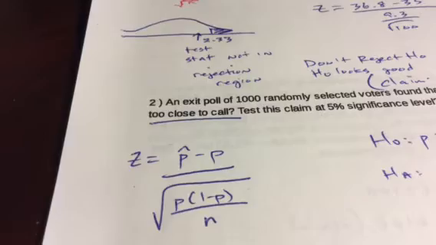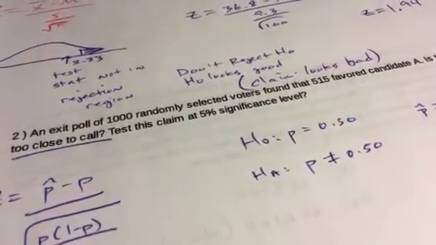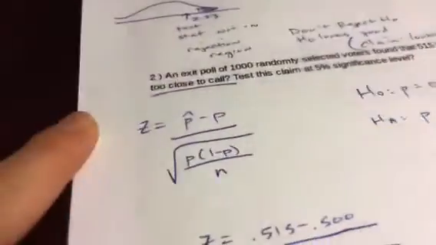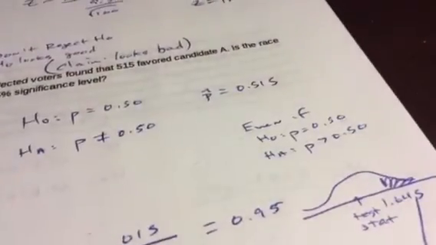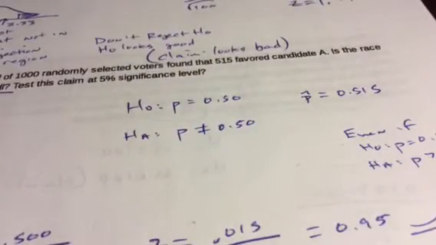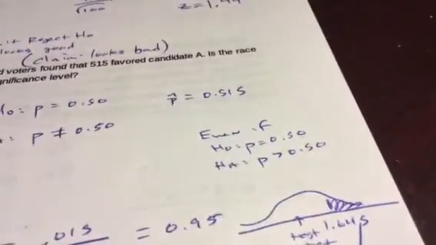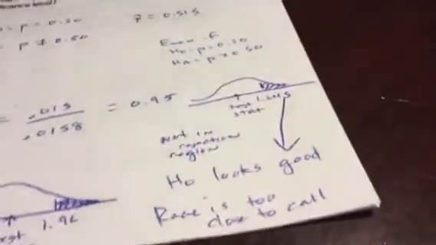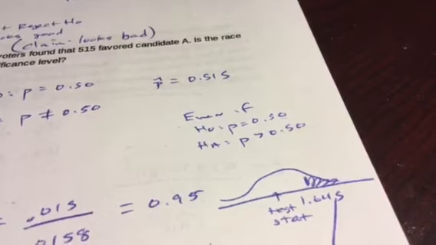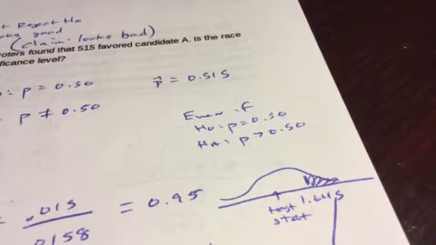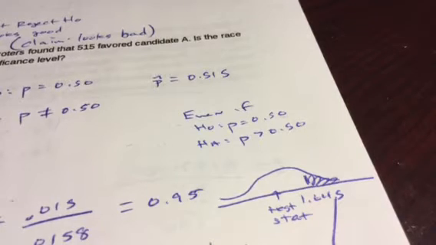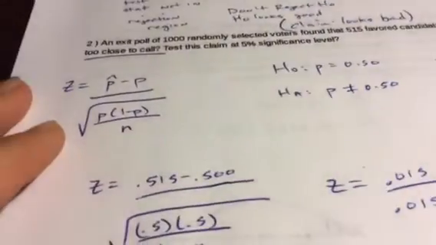An exit poll of 1,000 randomly selected voters found that 515 favored candidate A. Is this race too close to call? You could set this up 2 different ways and you'd be all right. Too close to call means you know that it's 50-50. So you can evaluate whether it's not 50-50. Or you could say that it is less than or equal to 0.5, and you can evaluate whether or not this candidate is actually receiving more than 50%, so greater than 0.5. Doesn't matter what you do.